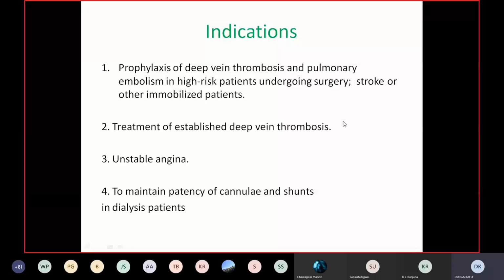Indications are almost similar to those of heparin. Prophylaxis of deep vein thrombosis and pulmonary embolism in high-risk patients undergoing surgery. Those patients at risk of deep vein thrombosis who are undergoing surgery, you can give it as a prophylactic drug. Also in stroke or other immobilized patients, treatment of established deep vein thrombosis, unstable angina, and to maintain patency of the cannula and shunt in dialysis patients, to prevent clotting inside the cannula.